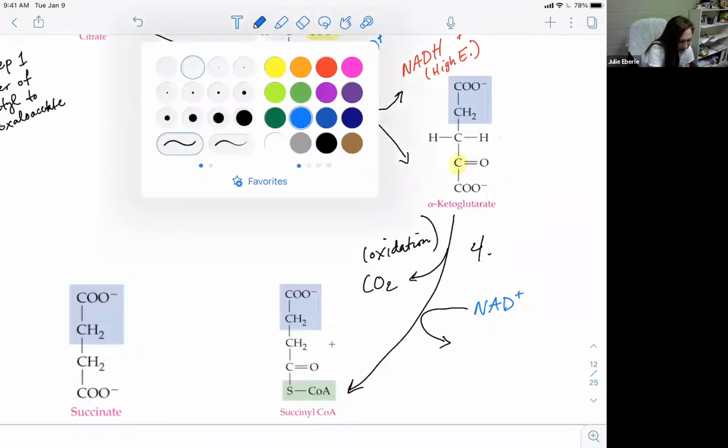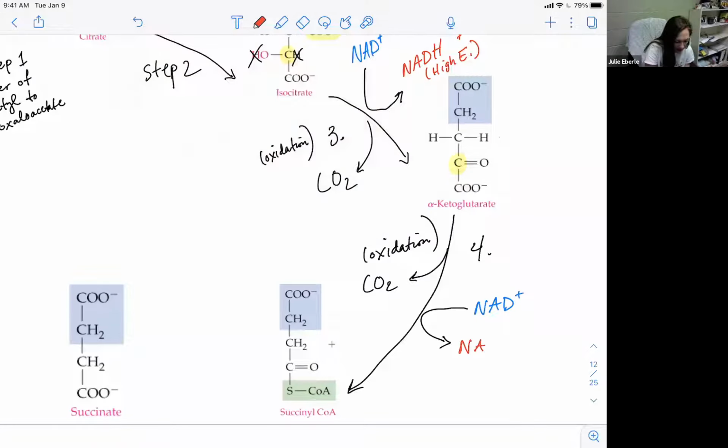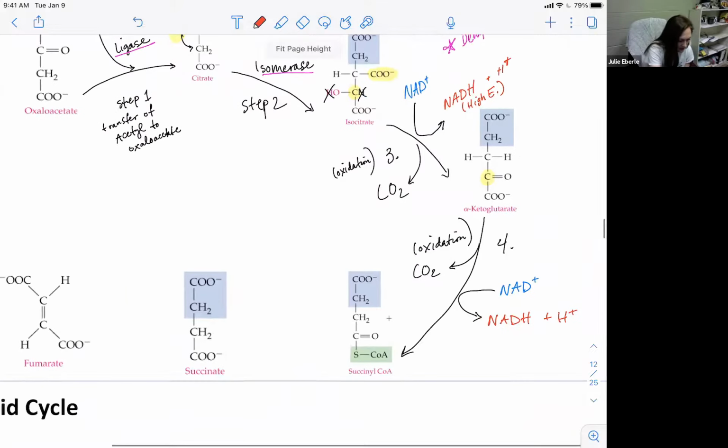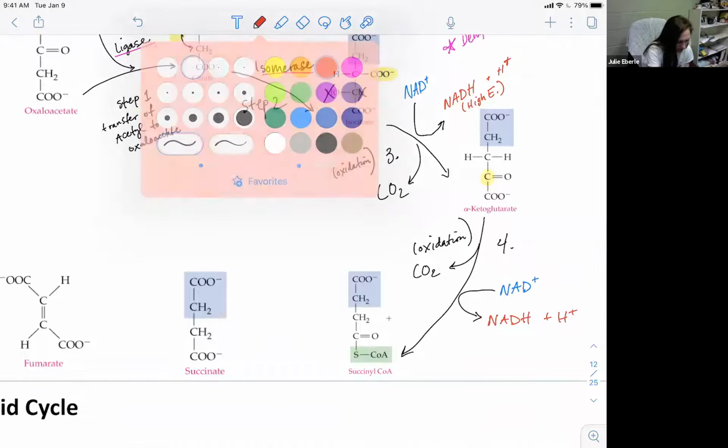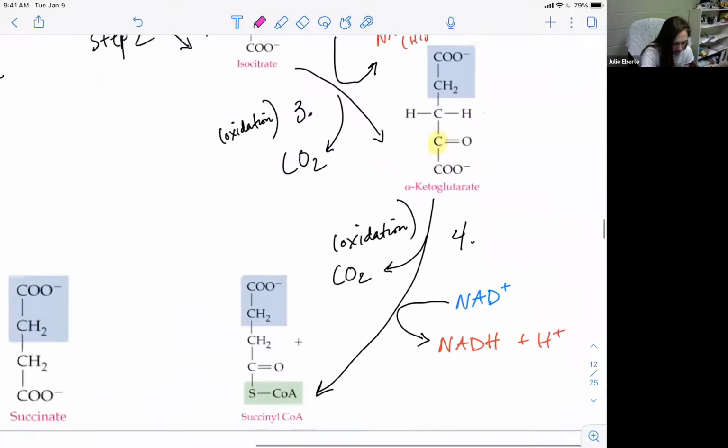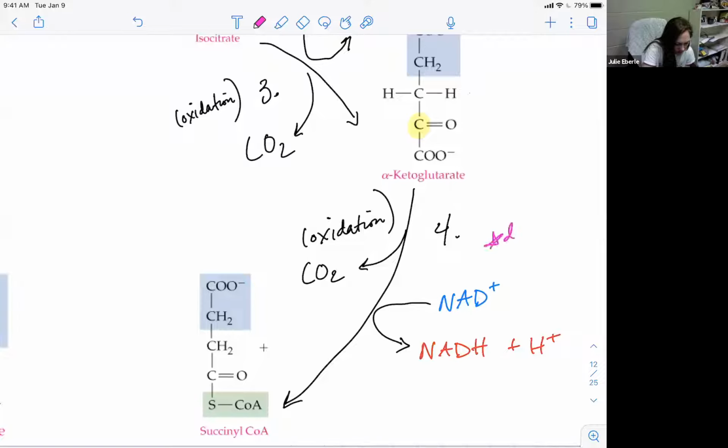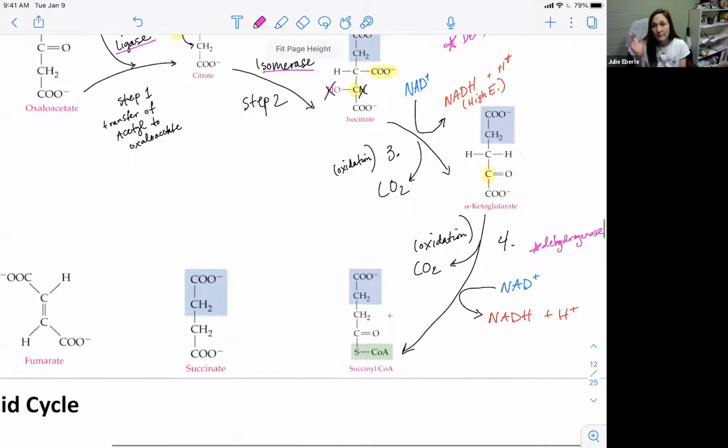And we make the high energy product NADH once it's been reduced, plus H plus. So guess what enzyme does this? Same one. It should say dehydrogenase. Dehydrogenase. Okay, so step 3 and 4 are identical.